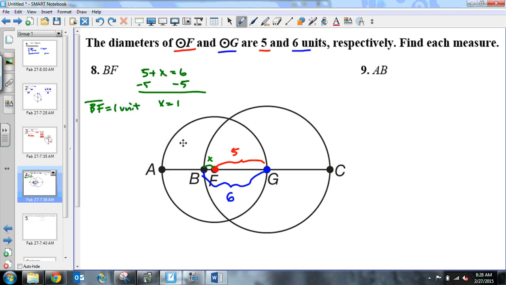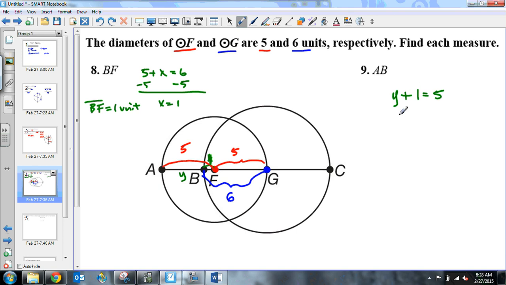And then it wants me to find segment AB. So what I want to do, I know that the length from F to A is a length of 5, because F to this point is 5, and I know that FA is a radius of that. And I know that this length here between B and F is 1. So let me call that 1. And I'll call this length y here. I'll say that y plus 1 is equal to 5.